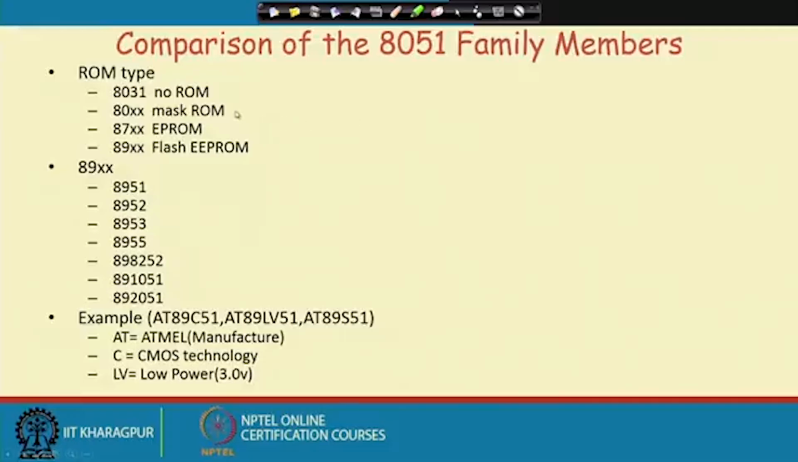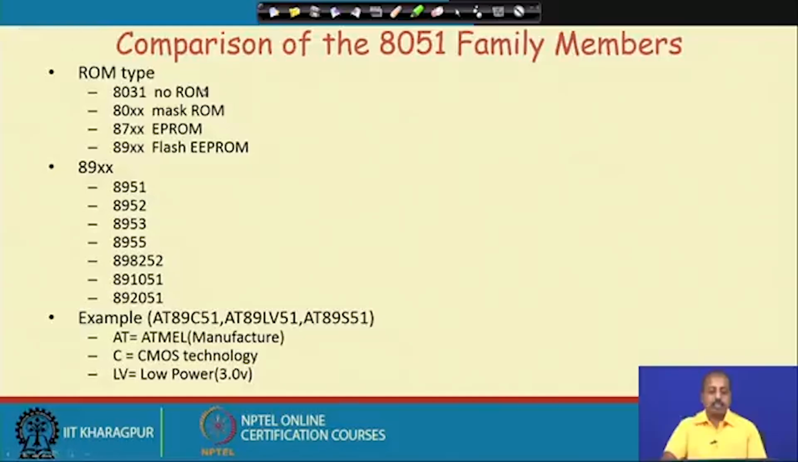If you look into this 8051 family, then the ROM type: 8031 does not have any ROM; then 8051, 8052, then 8751, 8752. The 8051 has mask ROM, and the 8751 has EPROM, an electrically programmable ROM. And then we have flash EEPROM in the 89 series. The 89 series has many processors with EEPROM, electrically erasable programmable read only memory. These are some of the examples that you see.